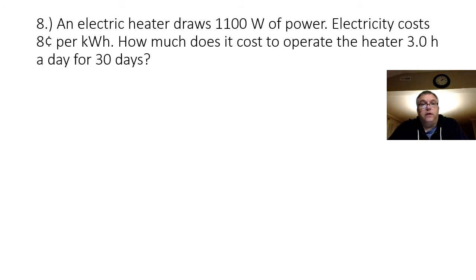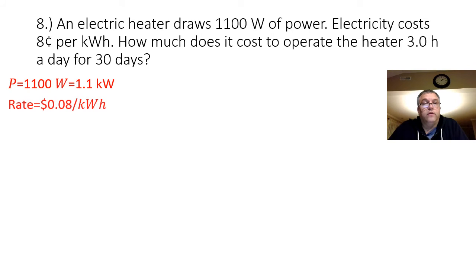Problem 8. An electric heater draws 1100 watts of power. Electricity costs 8 cents per kilowatt hour. How much does it cost to operate the heater for 3 hours a day for 30 days? So again, a very similar problem. We are given the power, 1100 watts, which I know I'm going to need to convert to kilowatts. So that will be 1.1 kilowatts.